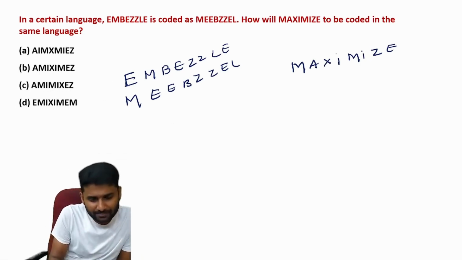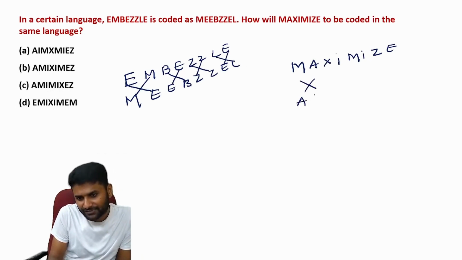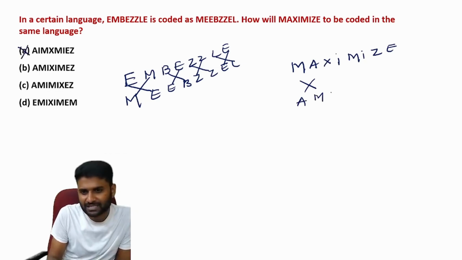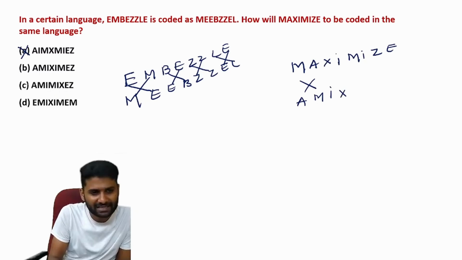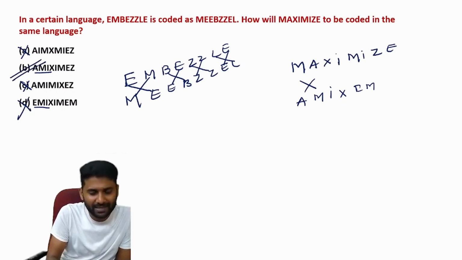Guys, if you observe, every pair of letters interchanges its position. Interchange, interchange, interchange. If you interchange, it starts from A, and the second letter is M. So option A is eliminated. Next one, IX. Option C is eliminated. IX, IX. Next one, IM, IM. And the last letter must be Z for maximize. So eliminate D. B is the suitable answer.